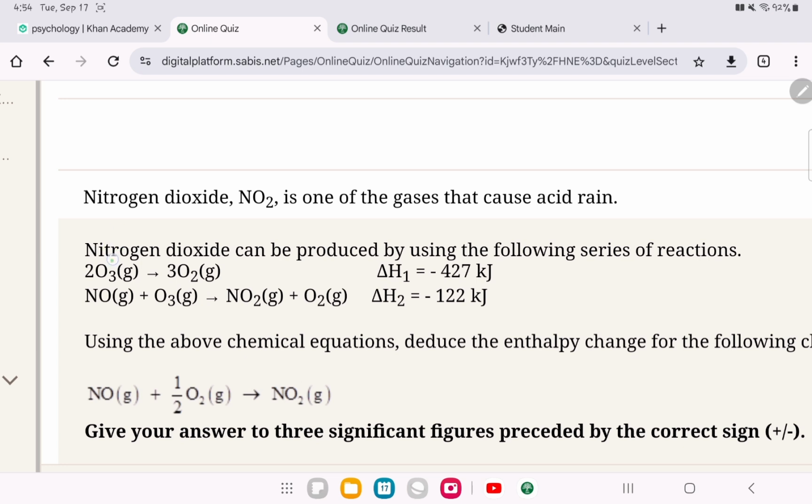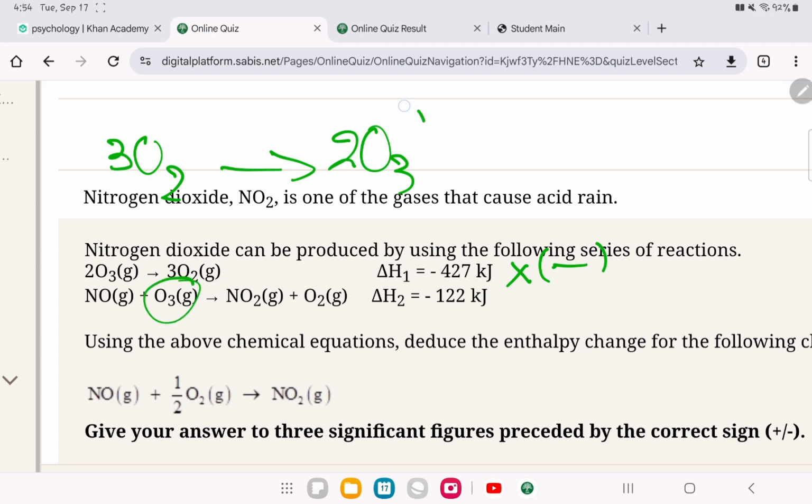So we're gonna change this one, okay? We're gonna multiply it by negative. So anytime you multiply an equation by negative, it will flip. So now it becomes 3O2 gives us 2O3. Okay? Now we have O3 in the reactants and O3 in the products. We can cancel them, but the issue is they don't have the same coefficient.